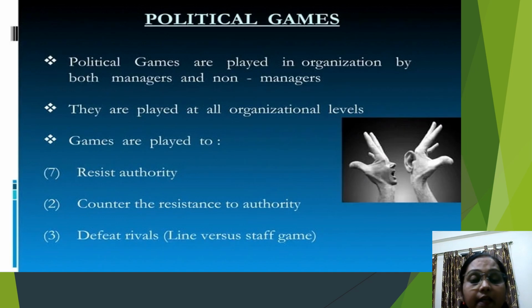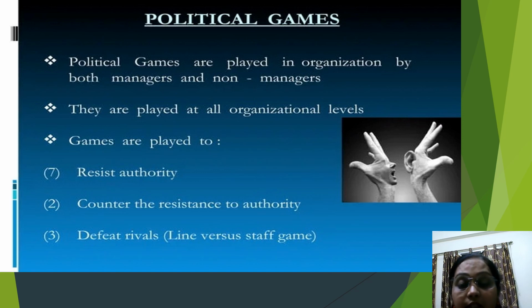The second factor is that in achieving all those goals and responsibilities, during all those activities, there are some political games played by superiors and subordinates inside the organization. So political games are played in organizations by both managers and non-managers. It is just like that: when people have some kind of authority in the hierarchy of the organization and they utilize that power, the politics starts.